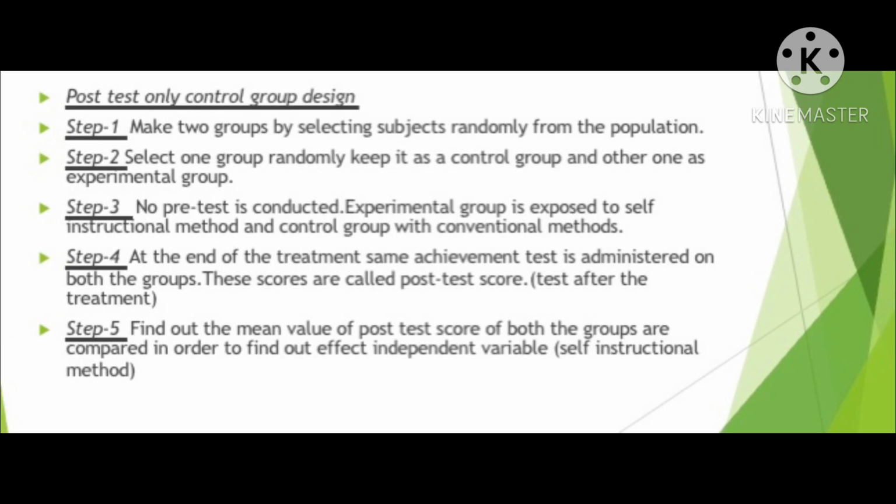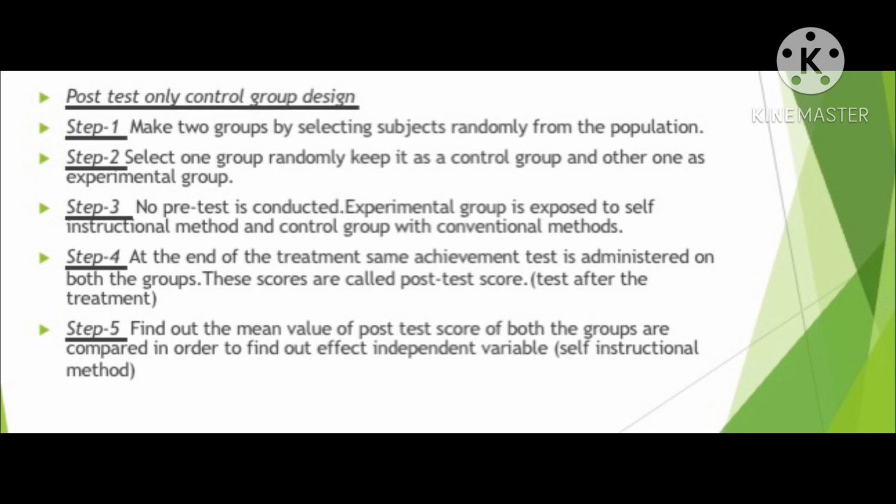The next type of true experimental design is the post-test only control group design. Here the researcher is conducting only one test, that is the post-test, only after the treatment. Step 1, make two groups by selecting the subjects randomly from the population. Here also the experimenter is selecting the subjects randomly. Then in step 2, select one group randomly and keep it as the control group and the other as the experimental group. Then step 3, here there is no pre-test, and the experimental group is exposed to the self-instructional method and the control group to the conventional method.